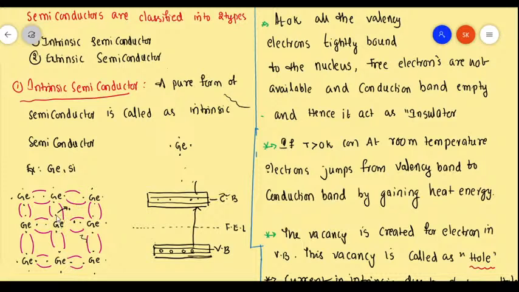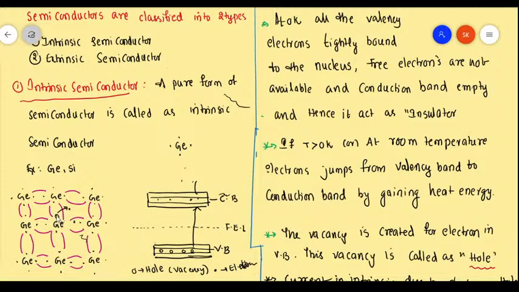At that moment, a vacancy is created in the bond. The vacancy is denoted with a circle. That circle is called the hole. Hole means vacancy for an electron. Vacancy is created here. That vacancy for an electron is called a hole. And a dot indicates the electron.